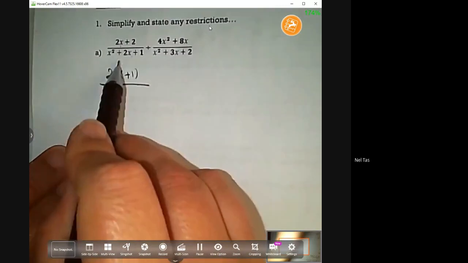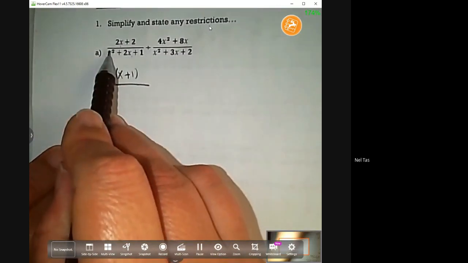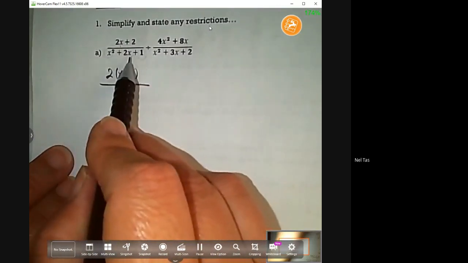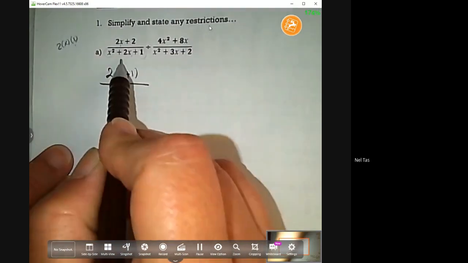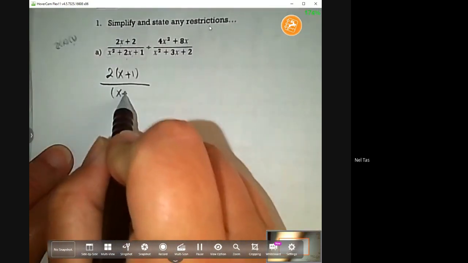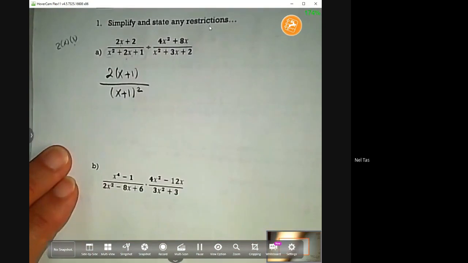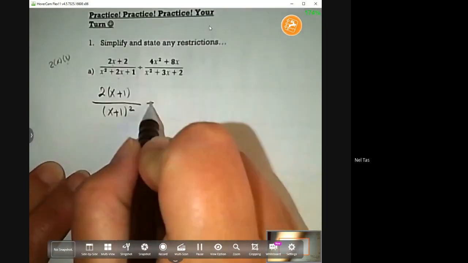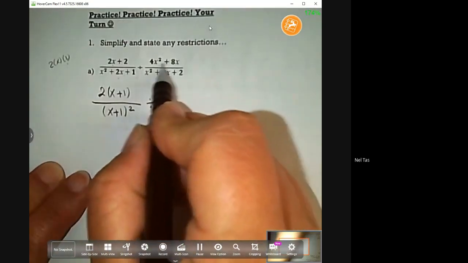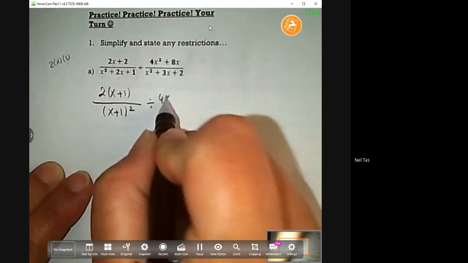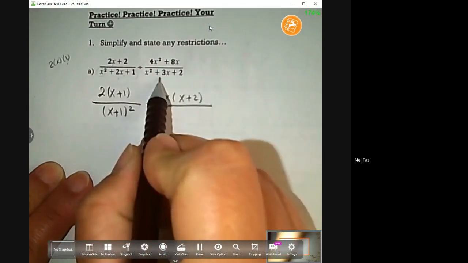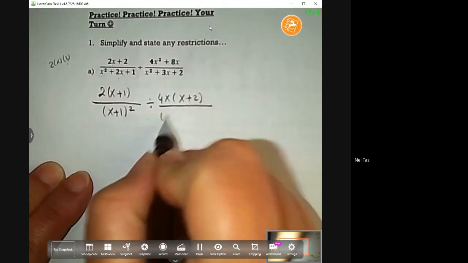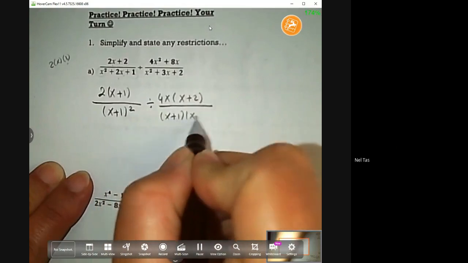This is a perfect square trinomial. The first term is a perfect square and the last term is a perfect square. And the middle term, as you see, is 2 times first times the last term, so 2x. So then this is (x + 1) squared, divided by 4x is a common factor. So you get x + 2 over. Now factor x squared + 3x + 2: (x + 1)(x + 2).